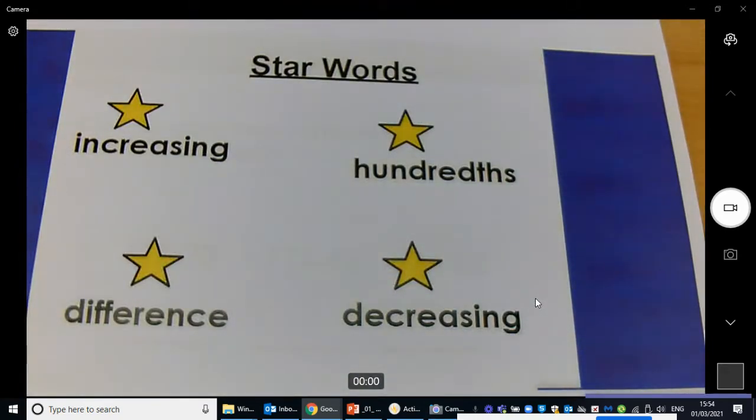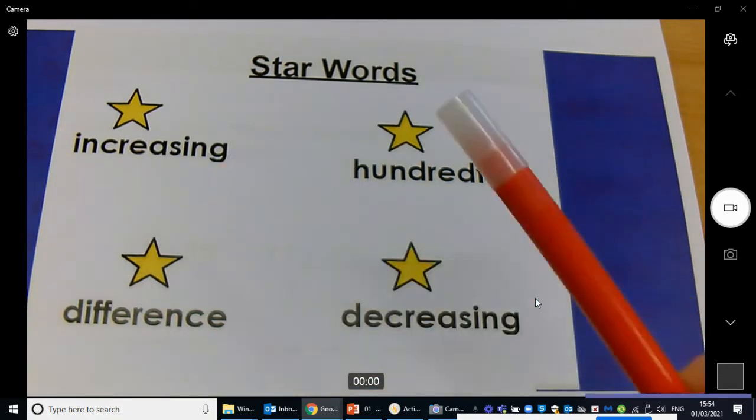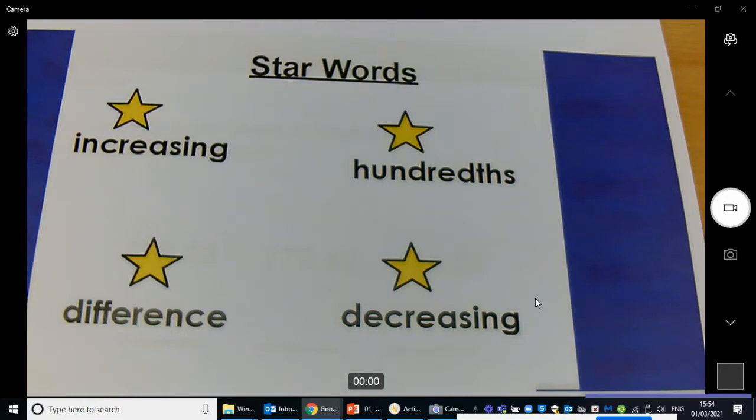So today our WALT is count in hundredths. So our star words for today are as such. Repeat after me. Increasing, hundredths, difference, decreasing. Excellent. And here you can actually see I've spelled hundredths correctly. Very well done me.